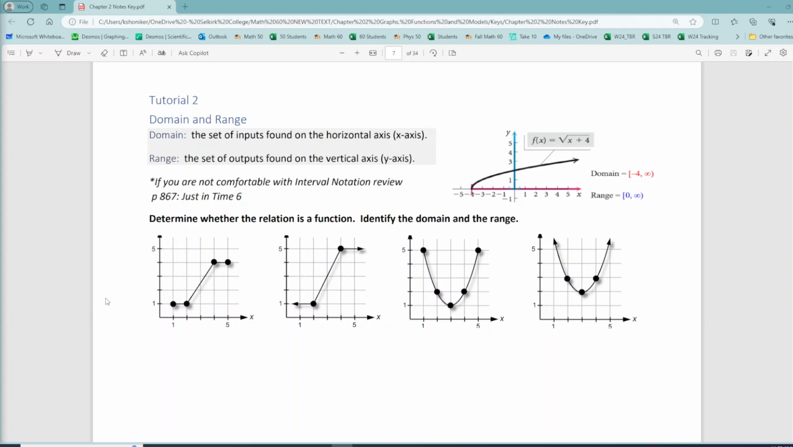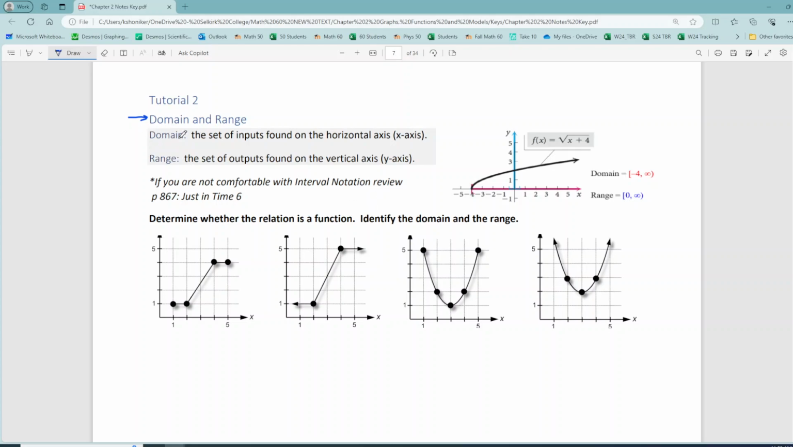The first video for tutorial 2 is going to be on the topic of domain and range. Now, different people have different experiences with domain and range, so you might already know how to do all of this, and maybe you haven't seen it in a long time. So fast forward if you need to.